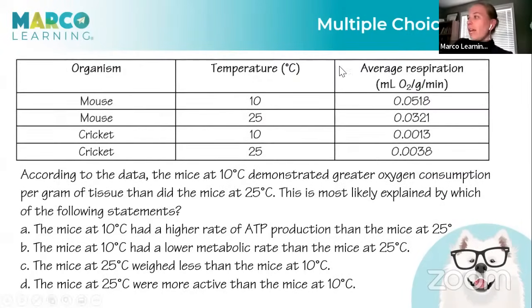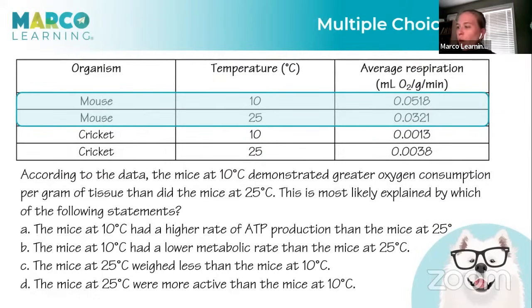So here we see the data. We've got 10 degrees Celsius, 25 degrees Celsius, and the amount of respiration. According to the data, the mice at 10 degrees Celsius demonstrated greater oxygen consumption per gram of tissue than did the mice at 25 degrees Celsius. This is most likely explained by which of the following statements? A: the mice at 10 degrees Celsius had a higher rate of ATP production than mice at 25 degrees. Well, I'm going through more respiration, I'm using more oxygen, and I'm making more ATP. That sounds plausible.